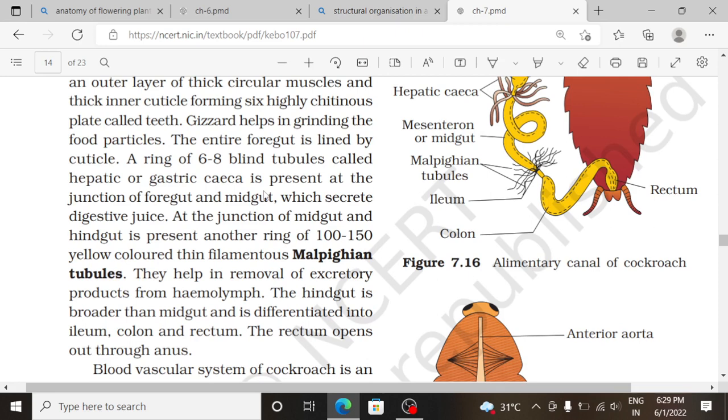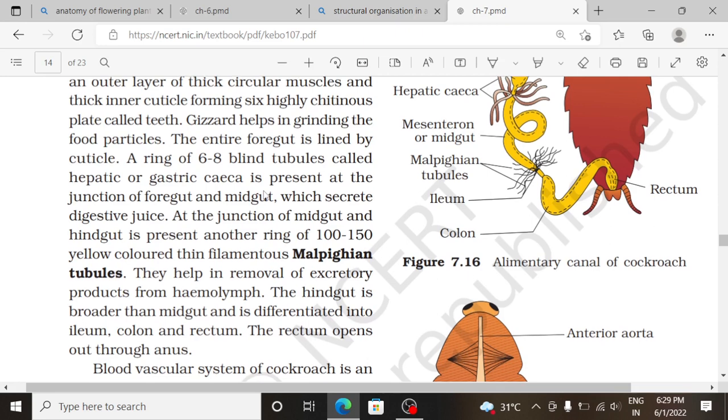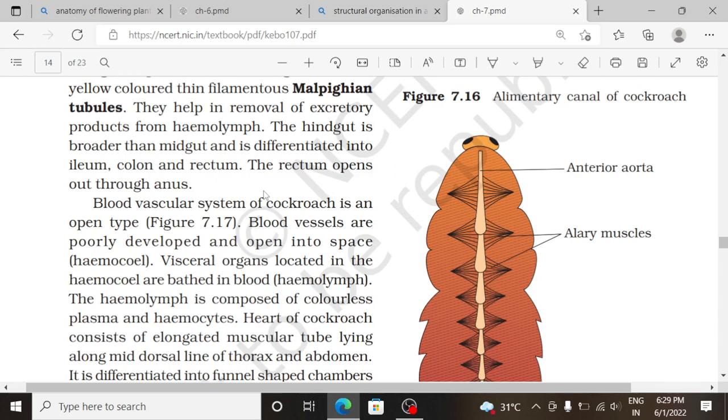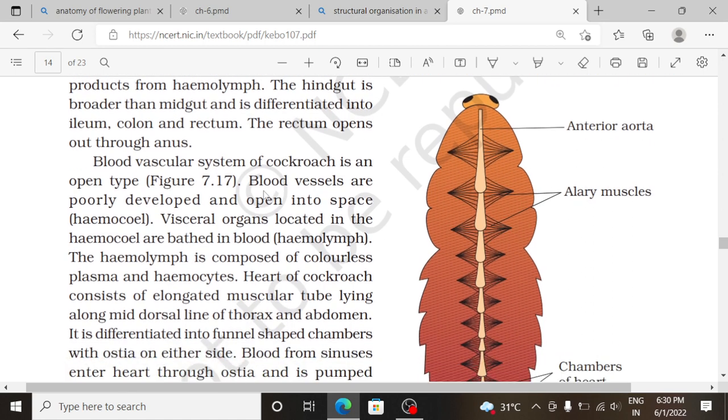At the junction of midgut and hindgut is present another ring of 100 to 150 yellow colored thin filamentous Malpighian tubules. They help in removal of excretory products from hemolymph. The hindgut is broader than midgut and is differentiated into ileum, colon and rectum. The rectum opens out through anus.